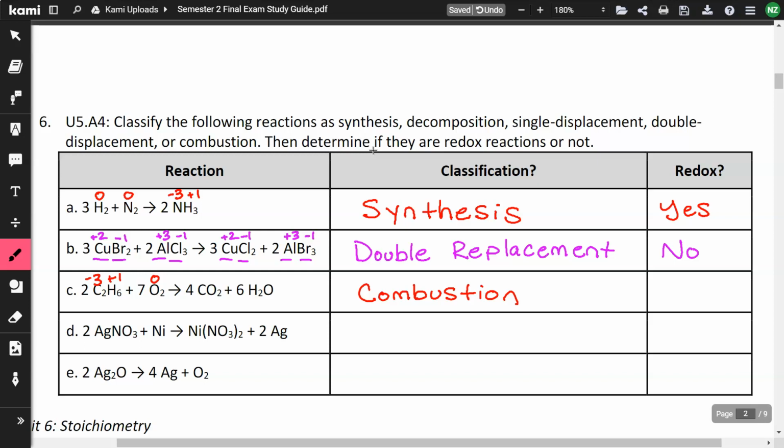Okay, oxygen here, -2. 2 times -2 is -4. And hydrogen's +1, and this is going to be -2. Okay, carbon goes from -3 to +4. Hydrogen doesn't change. Oxygen goes from 0 to -2. So we've got a change here. This is a redox reaction.